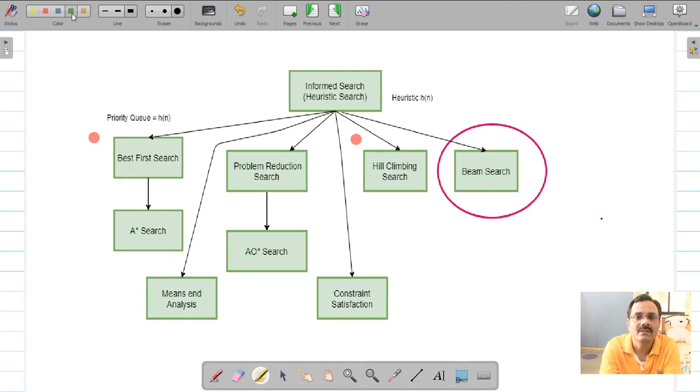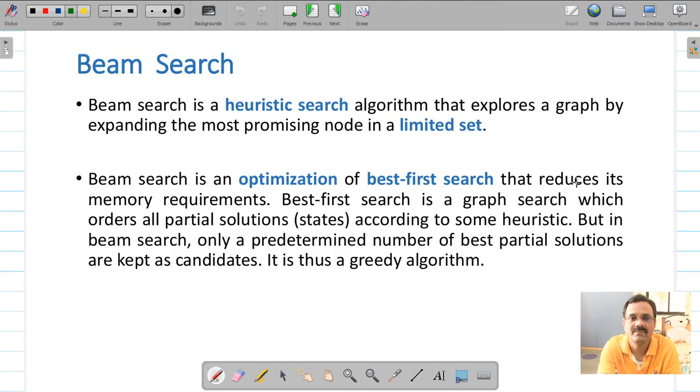Today we are going to discuss another search algorithm, which is a heuristic search algorithm called the beam search algorithm. This beam search algorithm also uses a heuristic function. That heuristic function is H(n), as in your best first search algorithm. So here the heuristic function uses h of n, and this H(n) is used to find the most promising solution path. Now let us see how it works.